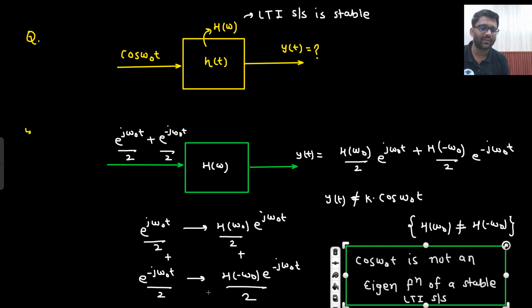So what do you need? You need that. So directly if someone says that H of omega is defined, that means h(t) is stable.